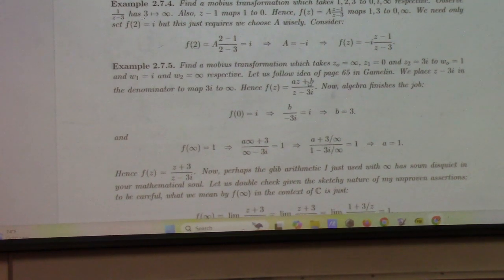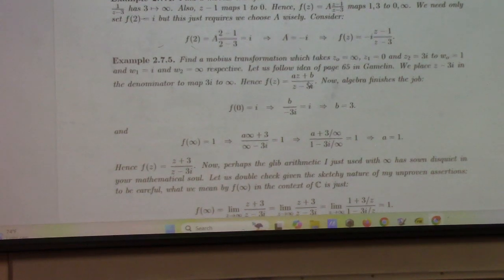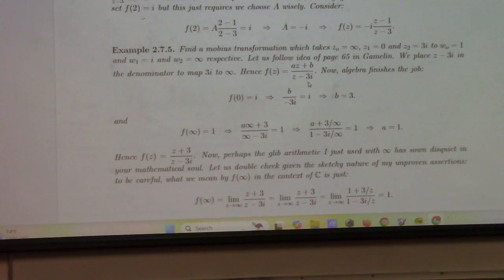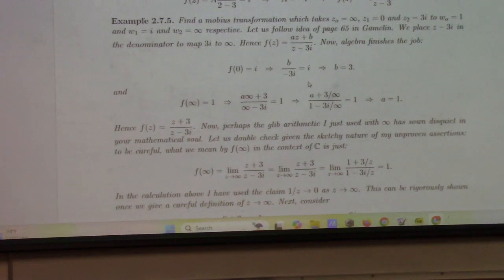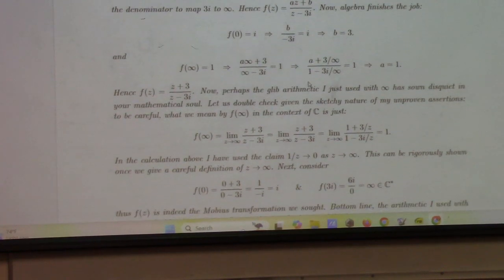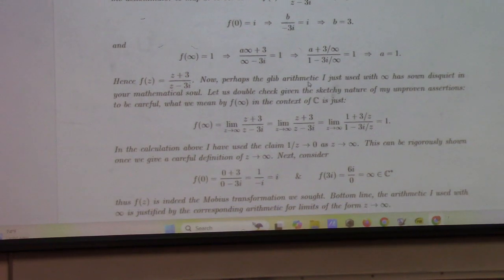As I said, perhaps this glib arithmetic I've just used with infinity has sown disquiet in your mathematical soul. If you'd like, you can replace these with limiting statements if that makes you feel better about it, but it's not really different. Okay, well, if that makes you feel better, then great.